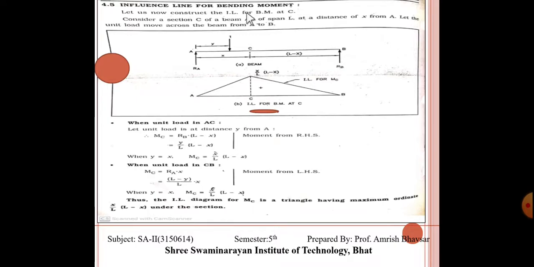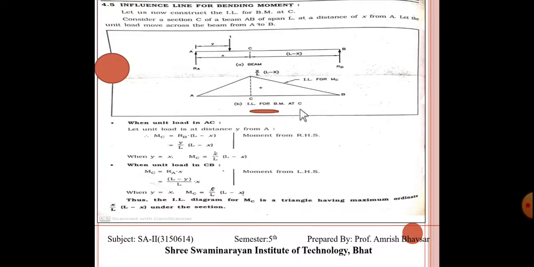Now the influence line for bending moment. We know that the maximum bending moment due to a point load is WL by 4, right, and whenever it is not at the center, it is WAB by L, so we can consider this x as a and this as b. So WAB by L, and W is the unit load, so it is x upon L into L minus x, the maximum bending moment over here.